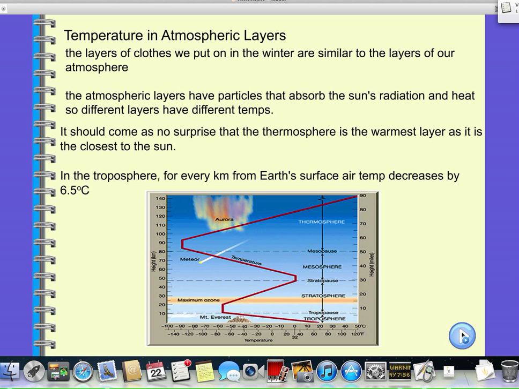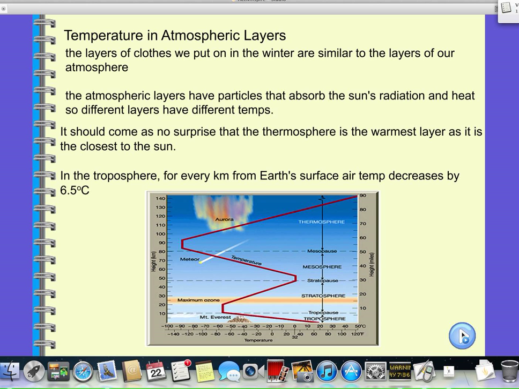Okay, let's move on to what's going on in the temperatures as far as atmospheric layers go. Now, these layers are sort of similar to the layers of clothes we put on. An outer layer is almost a protective layer, keeping not just the cold out, but keeping rain out. It's almost a repellent. The atmospheric layers work that way, but instead of keeping it out, they actually absorb it, so that it won't go into the lower layers.